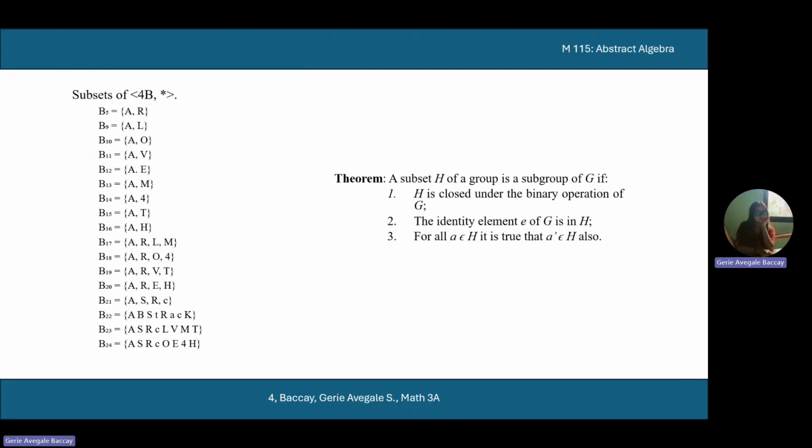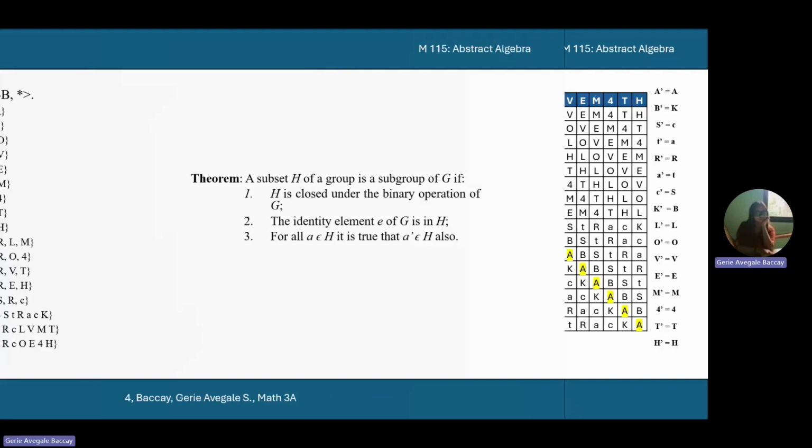So we have here a theorem. A subset H of a group G is a subgroup of G if H is closed under the binary operation of G, the identity element E of G is in H, and for all a element of H, it is true that a inverse is an element of H also. So a subset must satisfy the subgroup theorem. That is, it must be closed under the group operation, contain the identity element, and include inverses for all its elements in order to be considered a subgroup. Now let's check each subset.